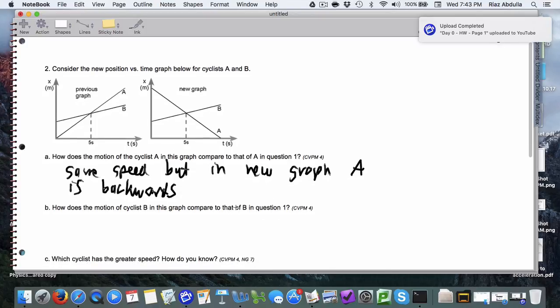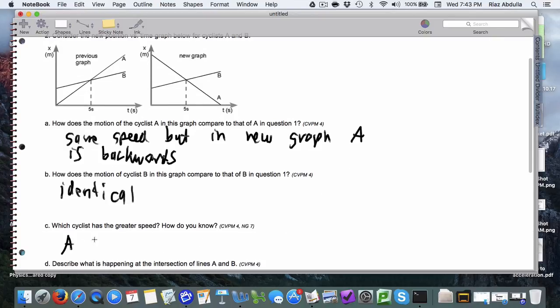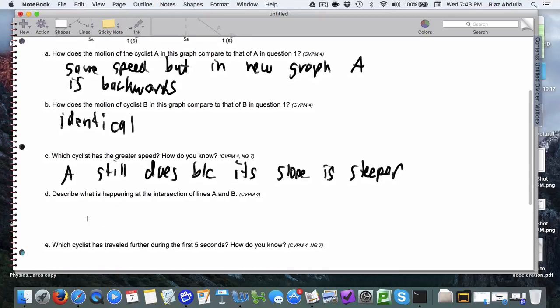Next thing, how does the motion of cyclist B in this graph compare to the motion in question 1? Identical. Which cyclist has the greater speed? A still does, because its slope is steeper. What is happening at the intersection of A and B? They pass each other this time.